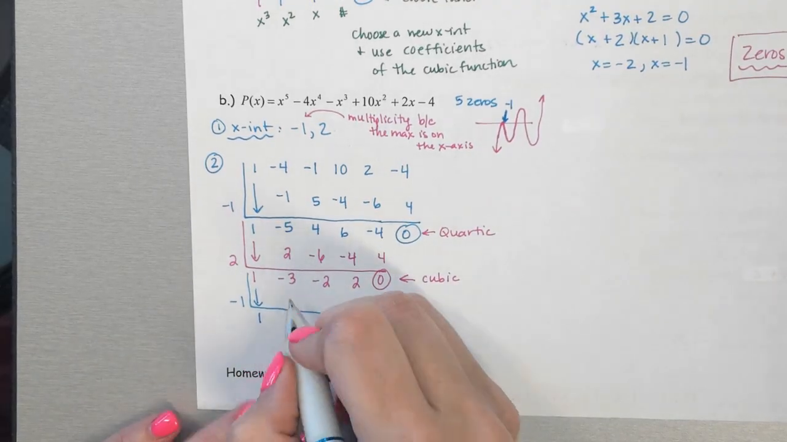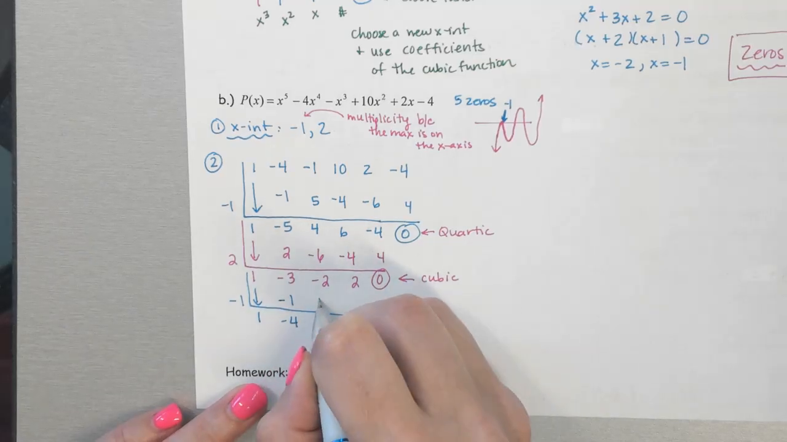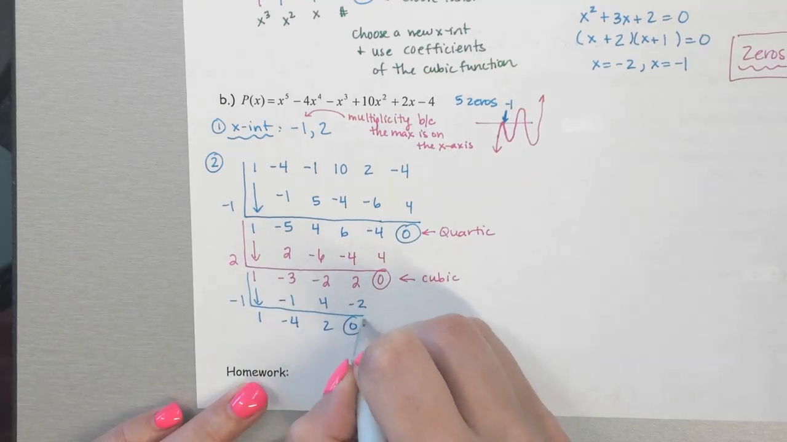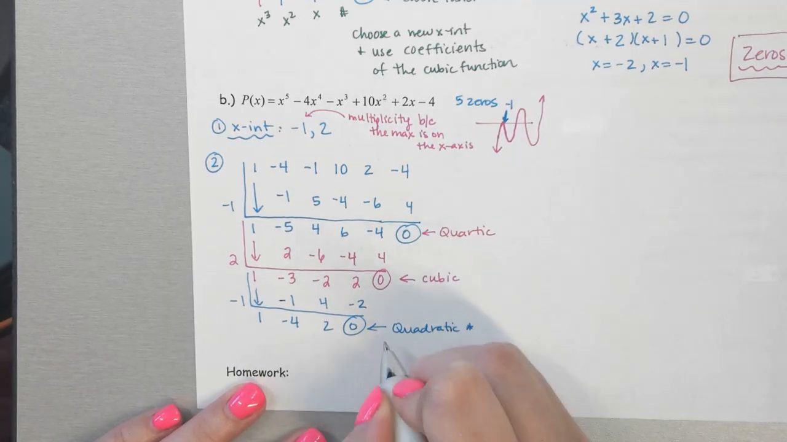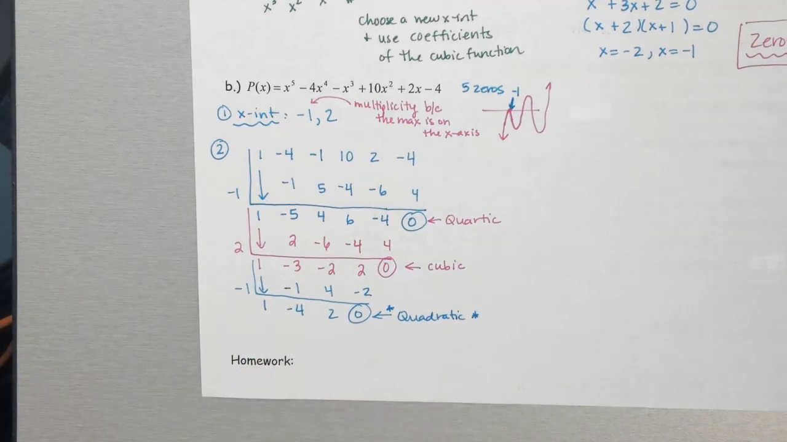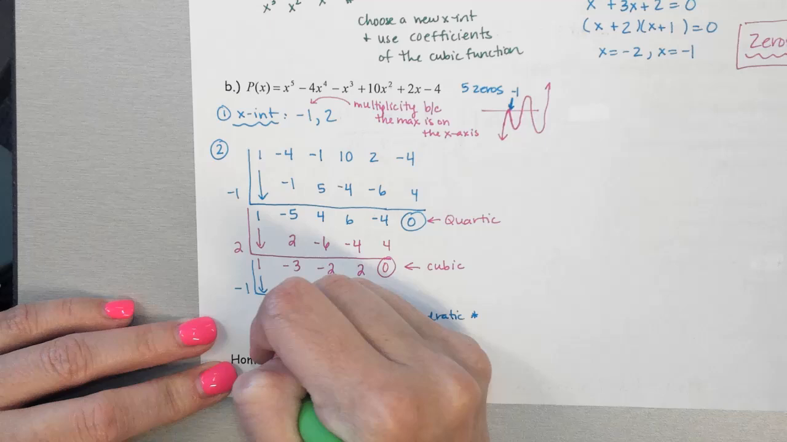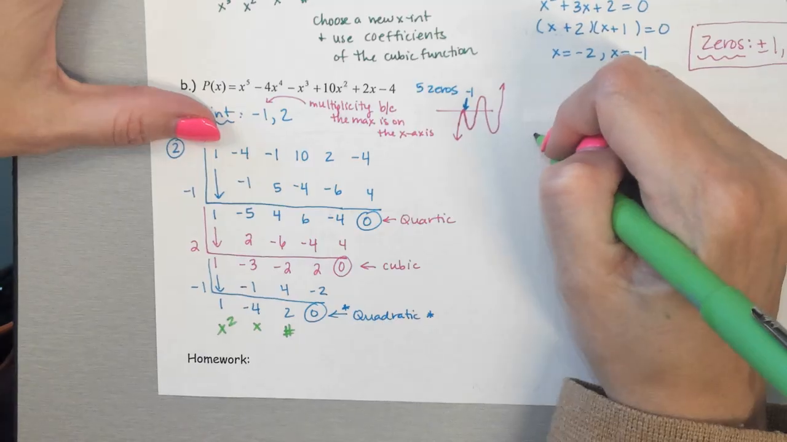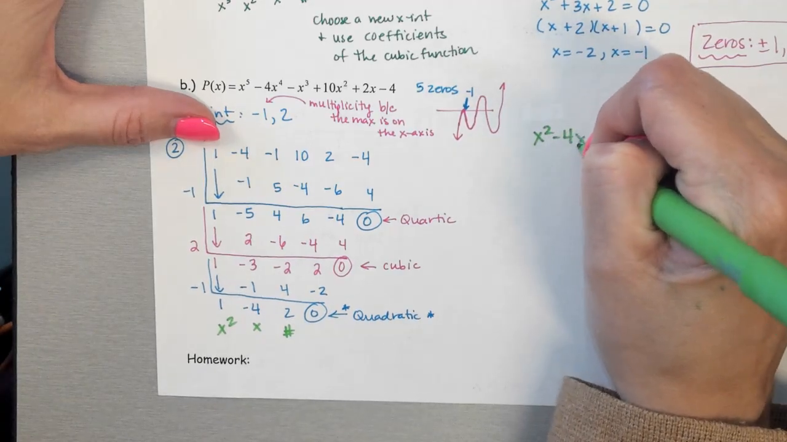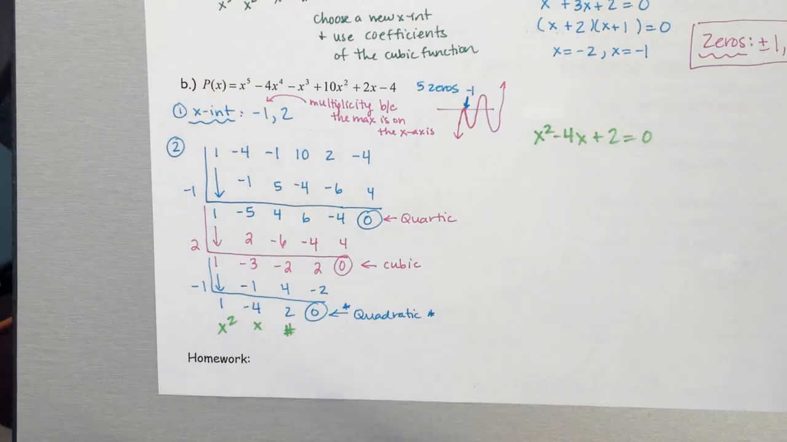Okay, so 1 times -1 is -1. This would be -4, 2, -2. Yay, now I have my quadratic. Okay, so for ones like this, you have got to show the synthetic division and you've got to show the quadratic formula, which is what we're going to do next. Okay, so this is your number, this is your x, this is your x squared. Okay, so we have 1x squared minus 4x plus 2 equals 0.